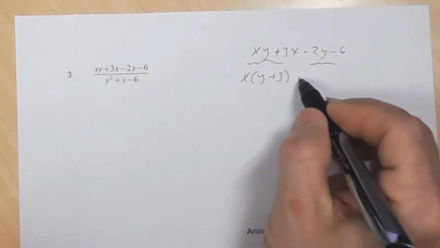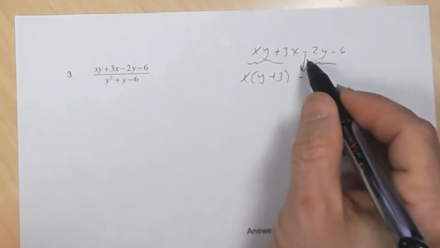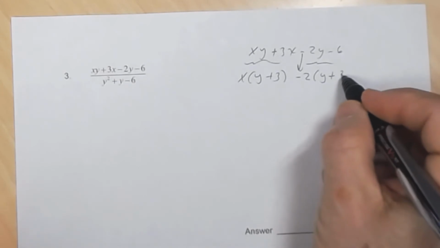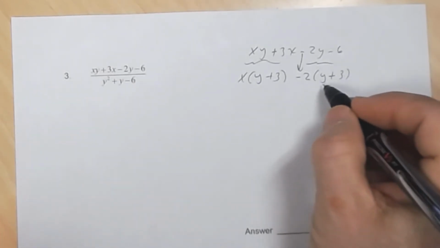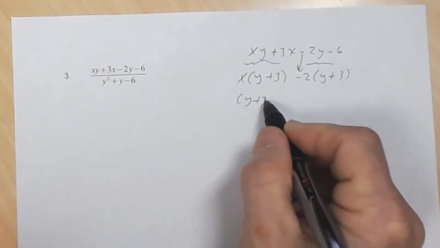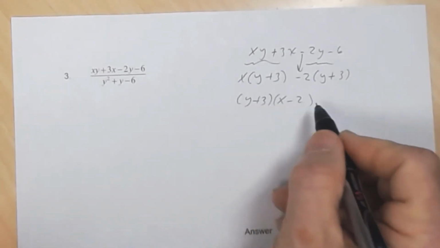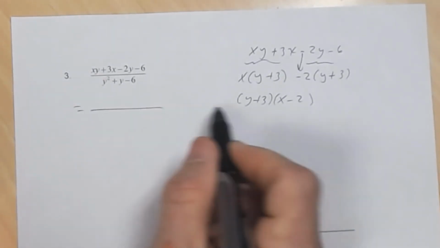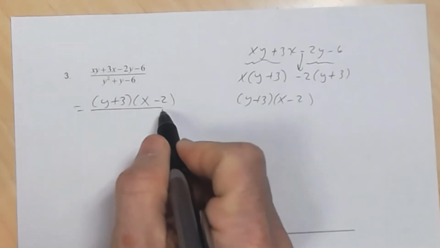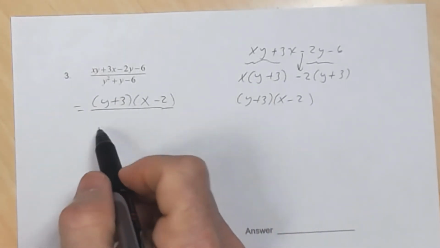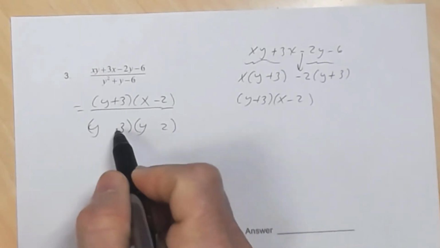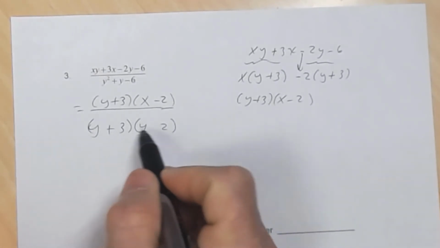Over here, I can factor out a negative 2. Remember, you factor out that middle sign right here. And I get y plus 3 also, because a negative 2 times a positive 3 is a negative 6. Then you factor out the y plus 3, and you get x minus 2. So that's the numerator. So my numerator is this. So that's y plus 3 times x minus 2. The denominator, let's see what we get. We get y, 3, 2, minus, plus, minus.